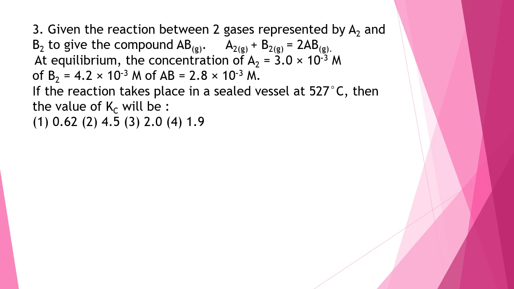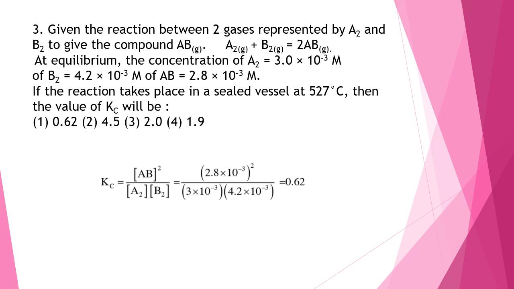Question 3. Given the reaction between two gases represented by A2 and B2 to give the compound AB, A2 plus B2 is equal to 2AB, and at equilibrium, the concentration of A2 is equal to 3 into 10 to the power minus 3 moles, B2 is equal to 4.2 into 10 to the power minus 3 moles, and AB is equal to 2.8 into 10 to the power minus 3 moles. If the reaction takes place in a sealed vessel at 527 degrees Celsius, then the value of Kc will be.